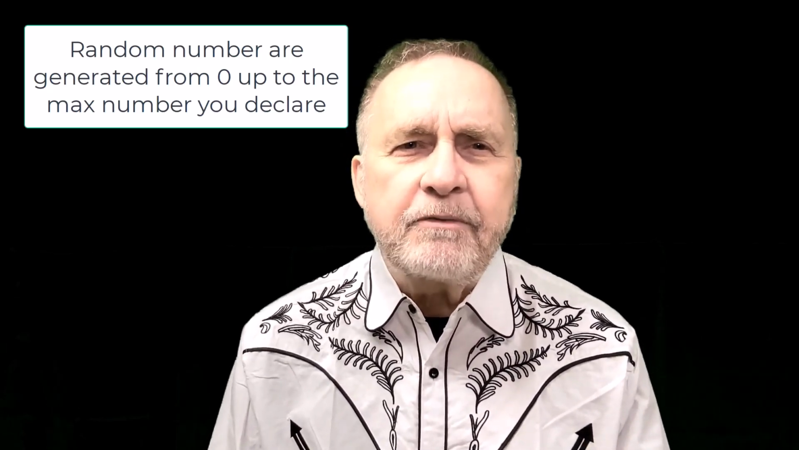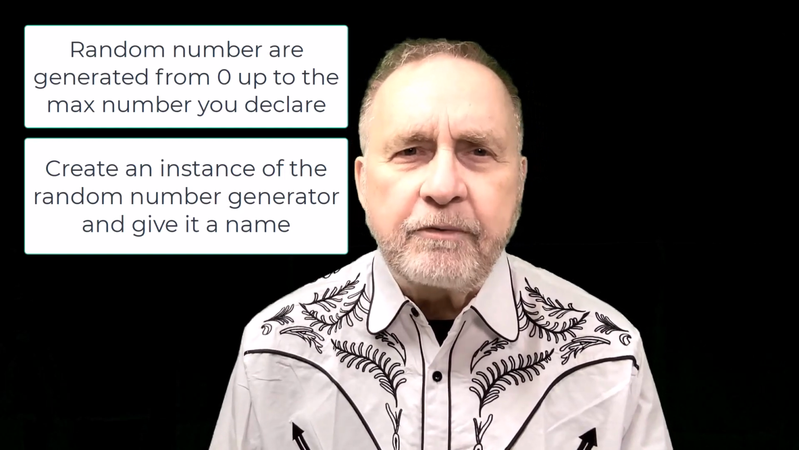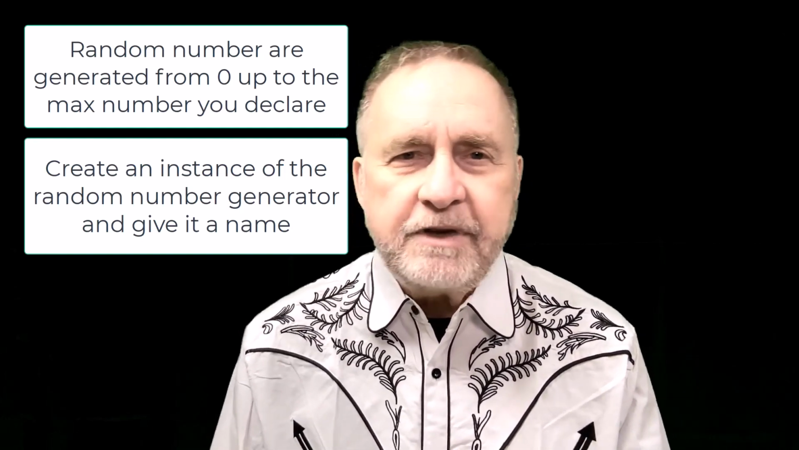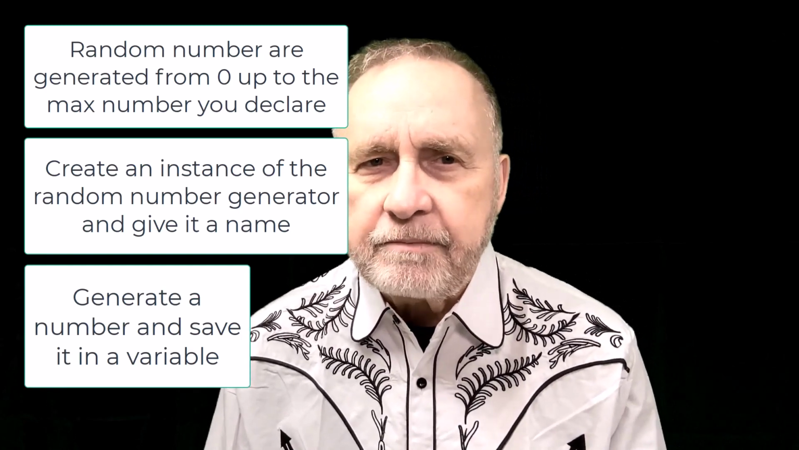What you need to take out of this video is 1. An understanding that random numbers are generated from 0 up to the number you declare. Your number is not inclusive. 2. You need to create an instance of the random number generator and give it a name. And 3. Actually generate the random number and store that number in a variable so we can use it.